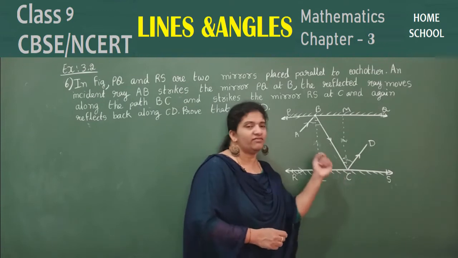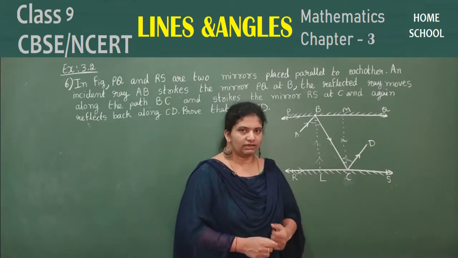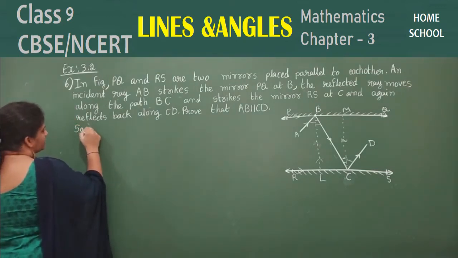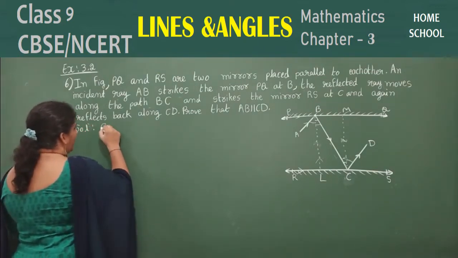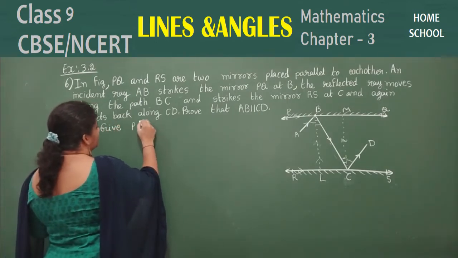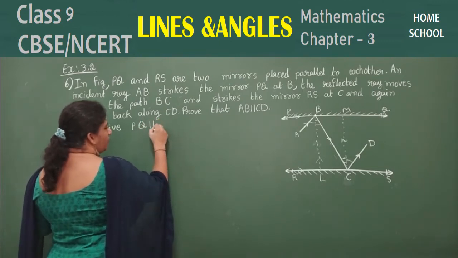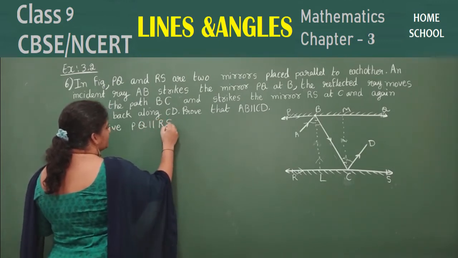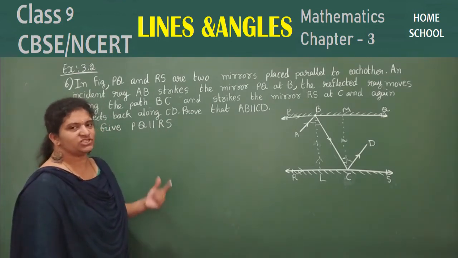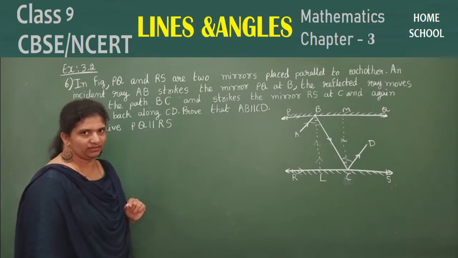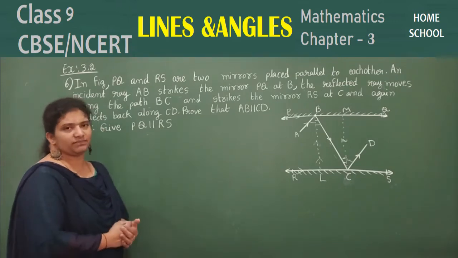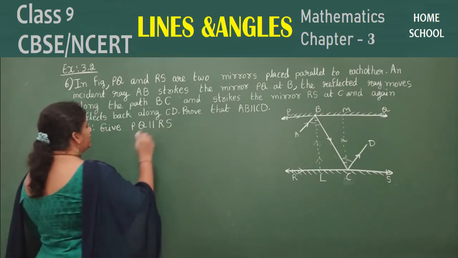If I say it normally with the figure, you may not follow. Right? So let's start your solution here. How can we prove this? Solution. Given PQ and RS are two mirrors, you write the statement PQ parallel to RS. Given PQ and RS are two mirrors which are placed parallel to one another such that PQ parallel to RS. Next step. What is the next step here, children?